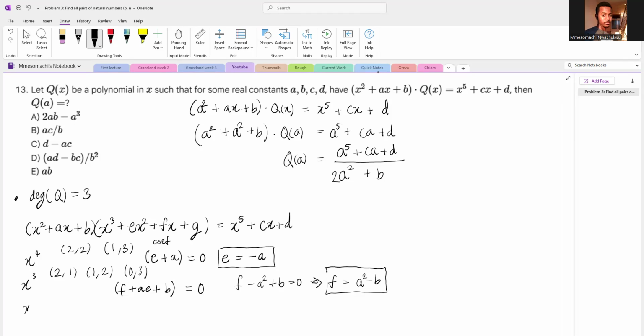And let's look at x squared. For x squared, we can have 2, 0, we can have 1, 1, and we can have 0, 2. I'm counting systematically so that we can see that we're not skipping any possibility. So 2, 0: x squared from the first bracket multiplied by g. That is just g.